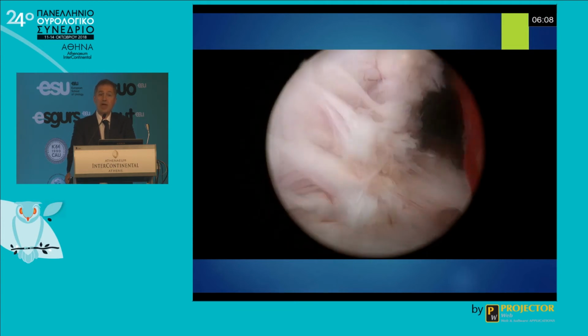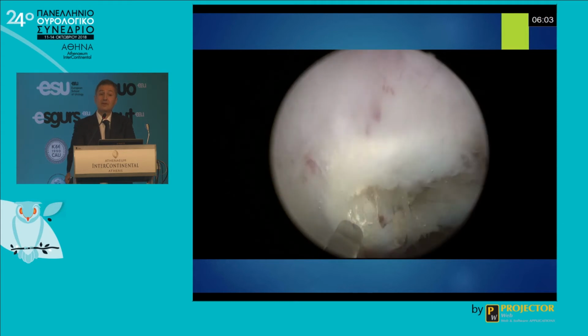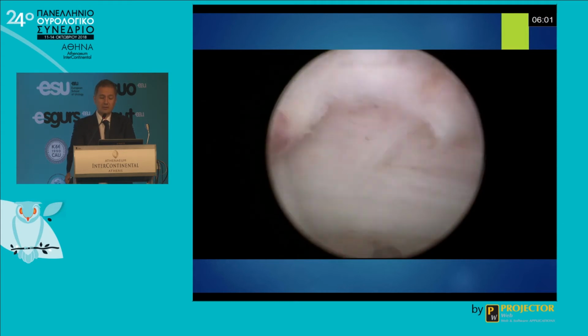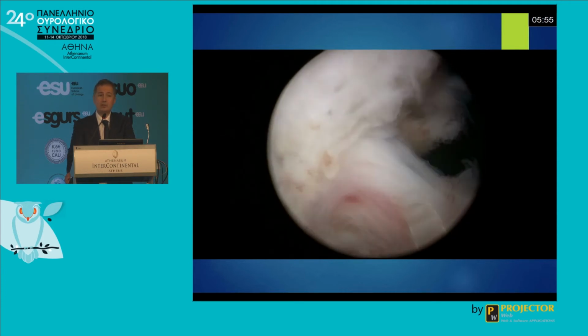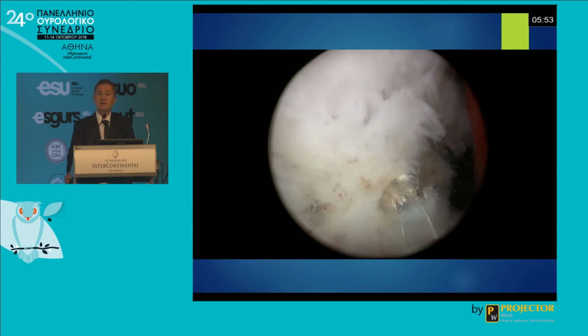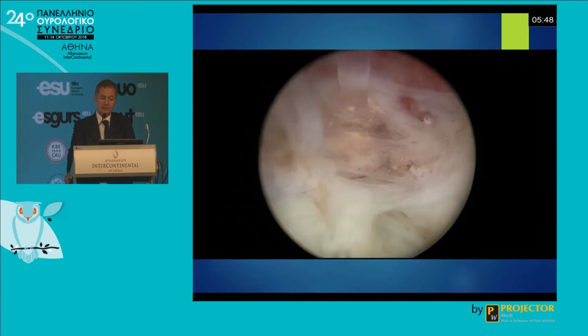You have to see the capsule and the vessels under the capsule. If you find the proper, correct plane, you will see there's no vascular damage and there's no blood.